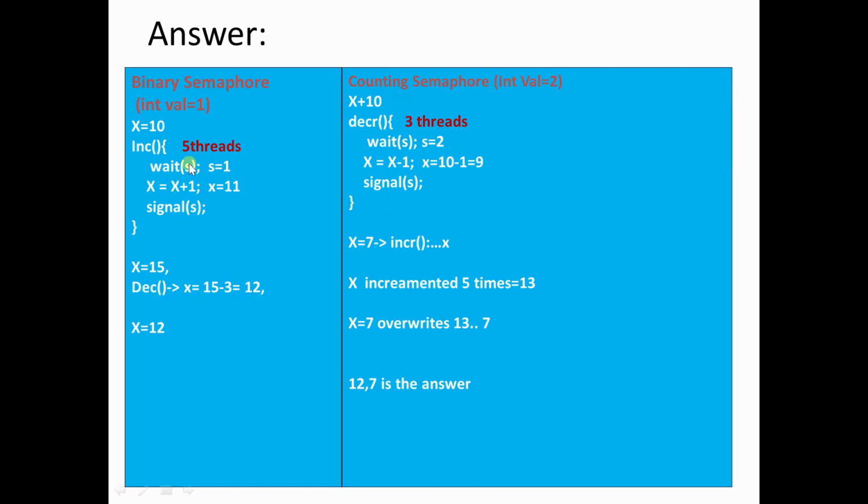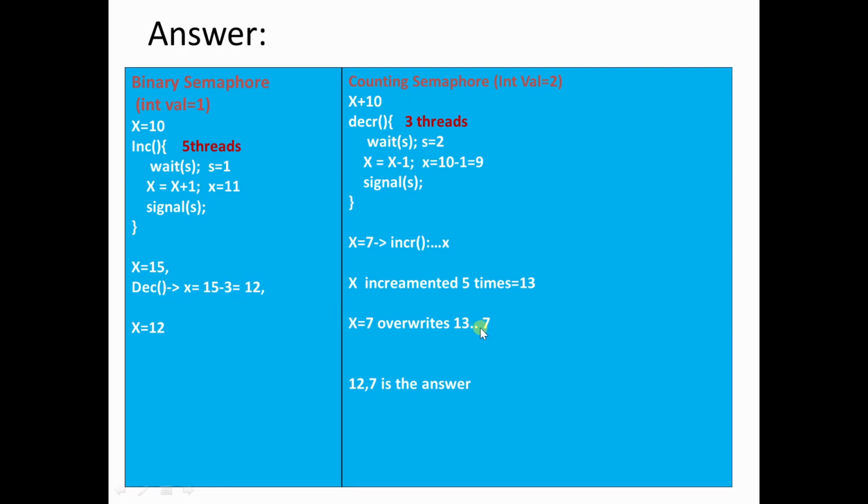And then it moves to the increment function. There it will increment 5 times for 5 threads, so it will become 13. Once it finishes, it comes again to the decrement function in the counting semaphore. Already in the counting semaphore we have the value 7 for the decrement function, so here the x value will not change. Again this x equal to 7 will overwrite the 13 which comes from the increment function. So the minimum value of x becomes 7 only here.